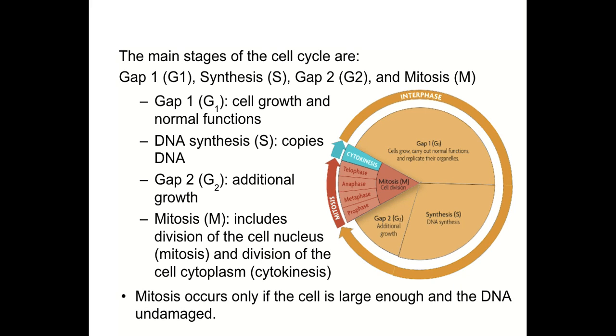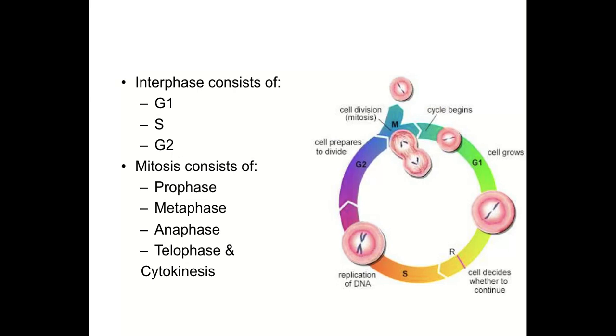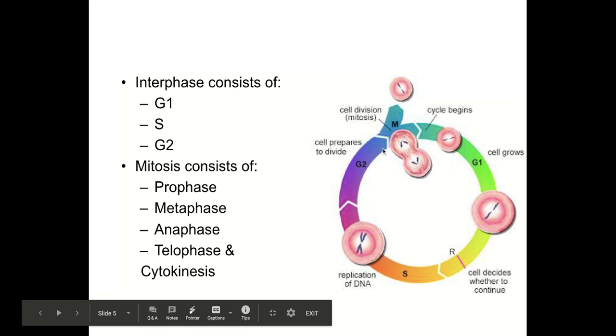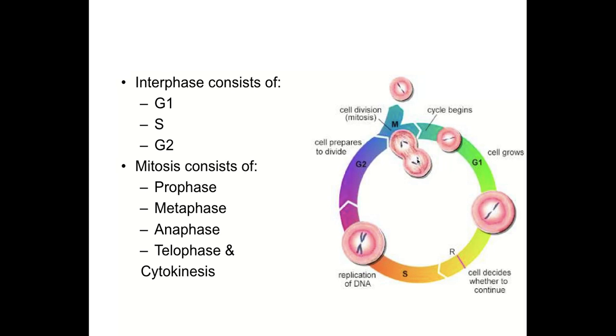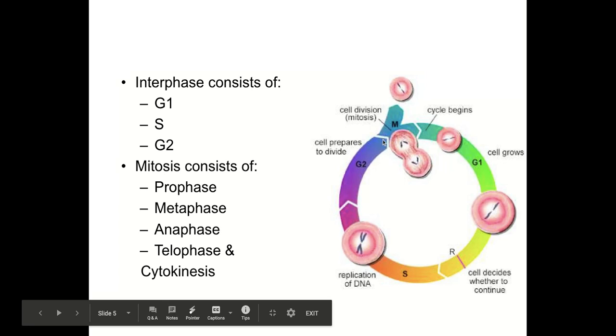This process, the nuclear division, is only going to occur if all the other boxes are checked, if the cell is actually ready and prepared for division. So here's just another look, and I really like using a circle here because it shows you, almost like a pie chart, the relative amounts of time the cell spends in G1, S, G2, and M.